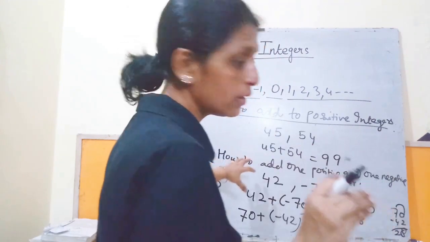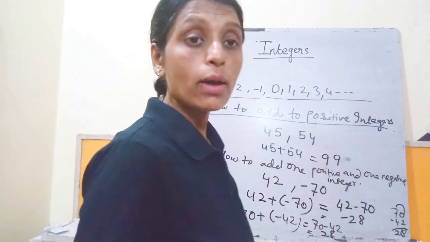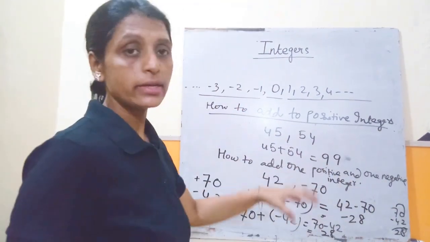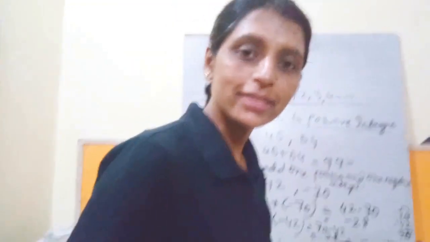I hope this has been clear. Okay, now I'm going to tell how to add two negative integers.